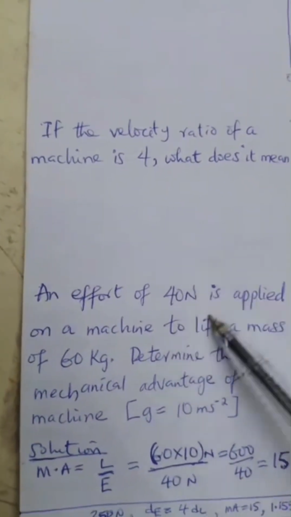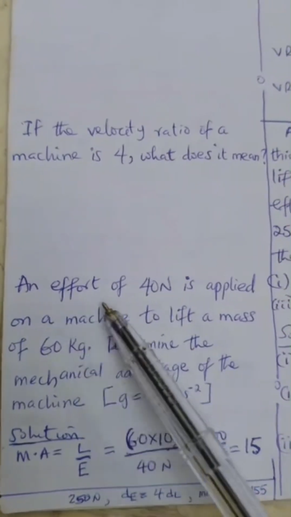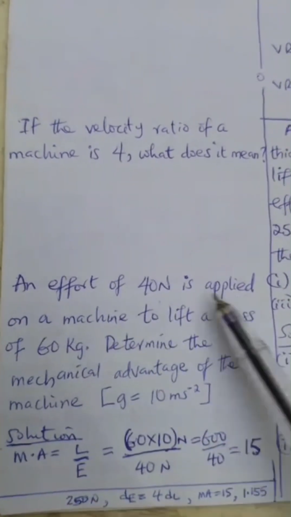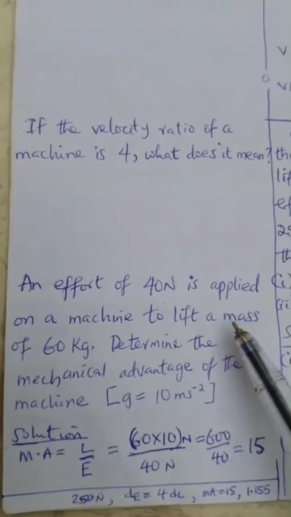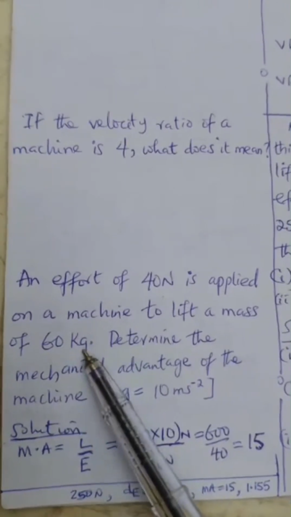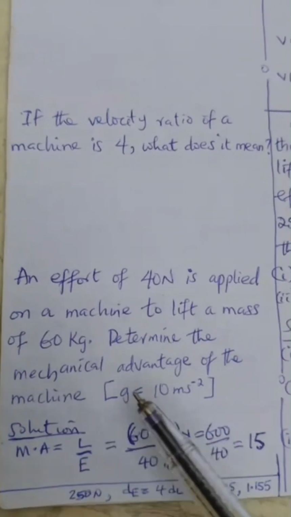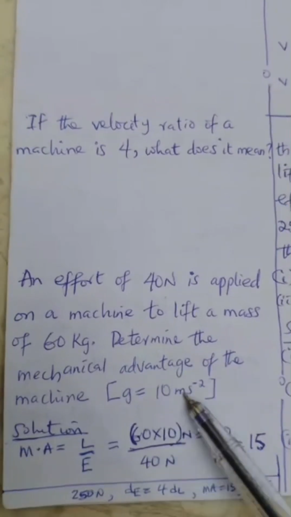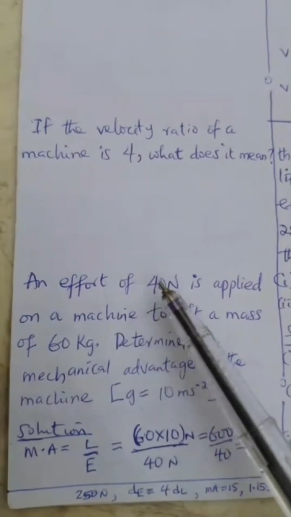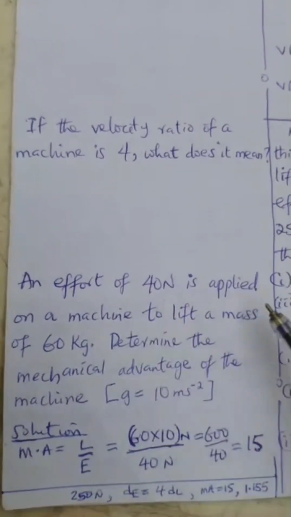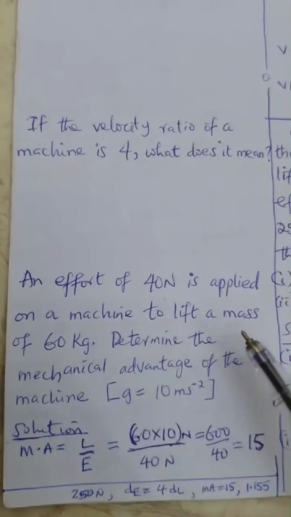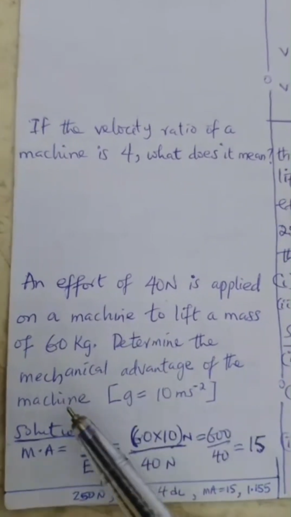All right, let's look at another question. An effort of 40 Newton is applied on a machine to lift a mass of 60 kilograms. Determine the mechanical advantage of the machine. Acceleration due to gravity is given as 10 meters per second squared.